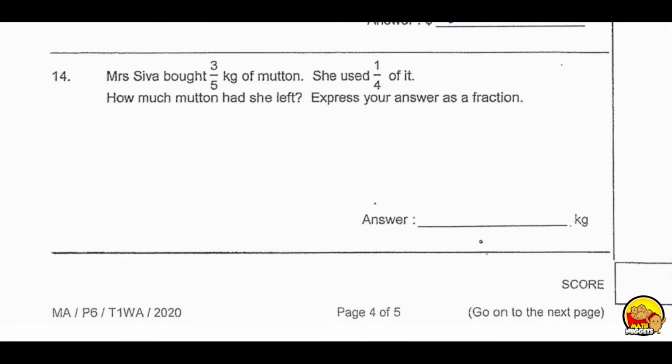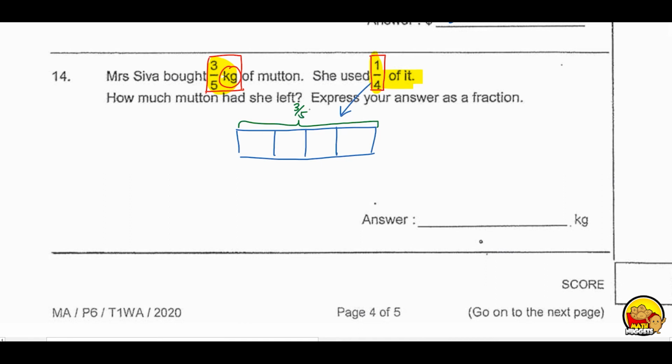Mrs. Siva bought 3/5 kg of mutton. She used 1/4 of it. What you need to notice here is this fraction comes with units, kg. This fraction doesn't come with units, it's just 1/4. So what they are really trying to tell us with this 1/4 is that this is all that she bought. She bought 4 units. And what this 3/5 kg is trying to tell us is the actual mass of the mutton that she bought, 3/5 kg. And she used 1/4 of it. This is what she used. And the leftover would be the 3 units here.